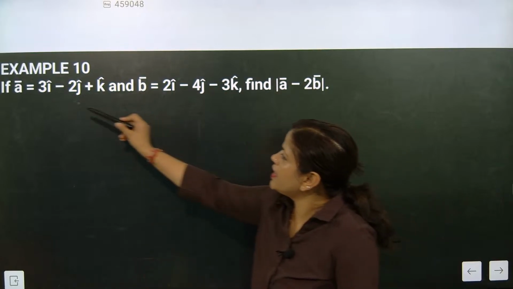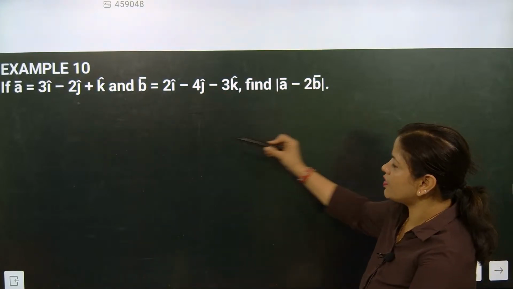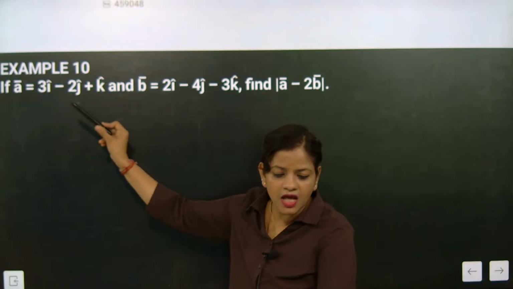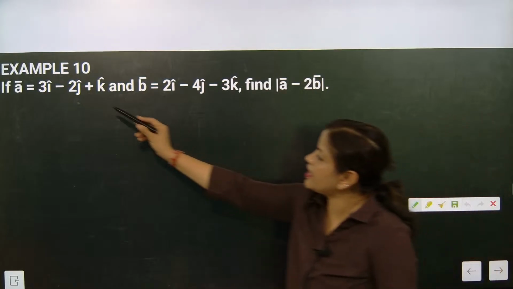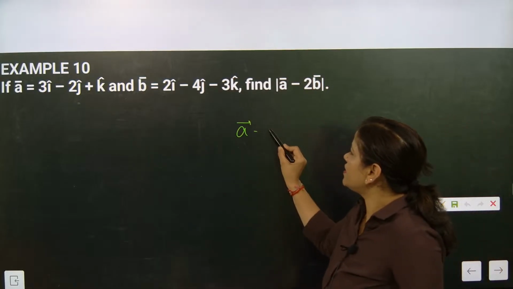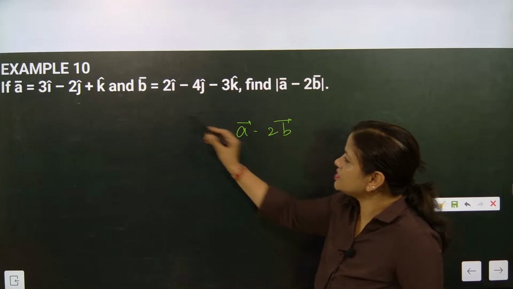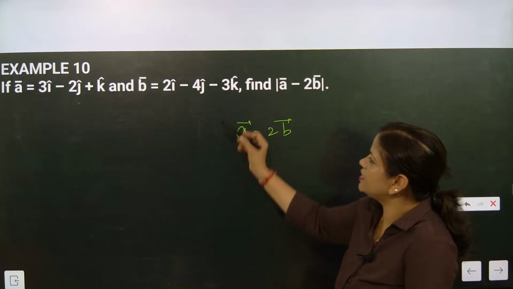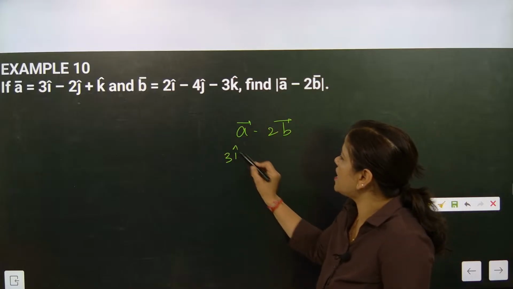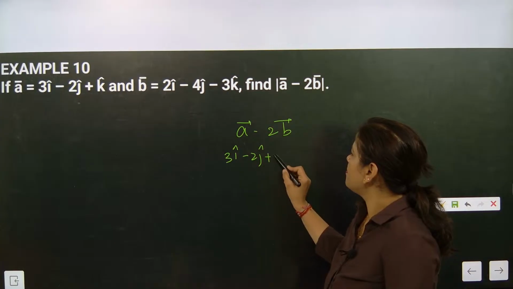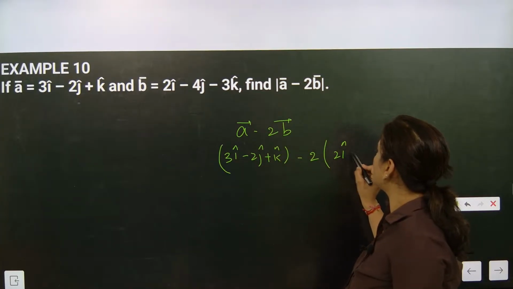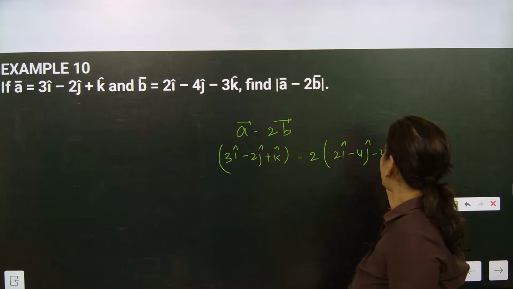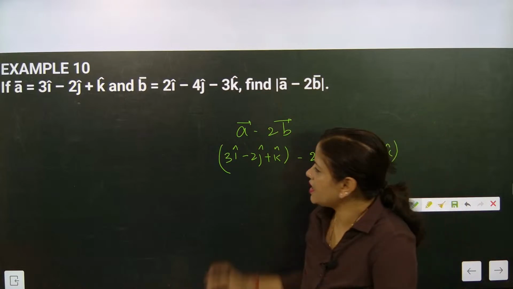Now look at A minus 2B. Magnitude means what? First you do the operation A minus 2B. Many questions are there. We are only going to understand first what all you have to do. See beta, A minus 2B means A vector minus 2B vector. I am just explaining how you have to deal with this. A vector is coming as 3i minus 2j plus k, and then minus 2 times B, it will come 2i minus 4j minus 3k. This part is coming, and then the magnitude.